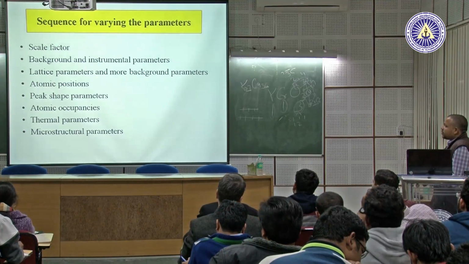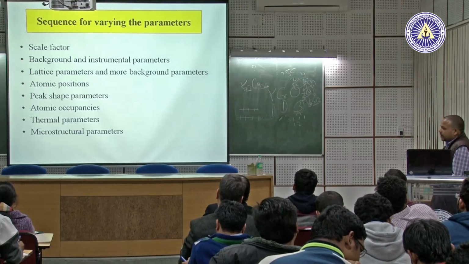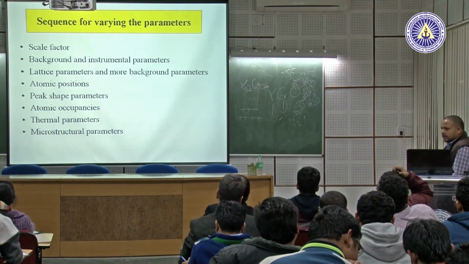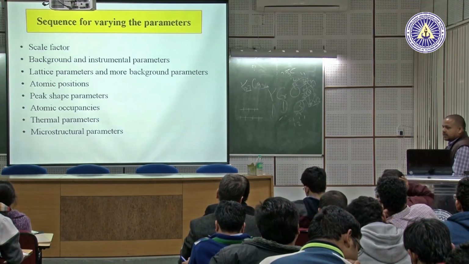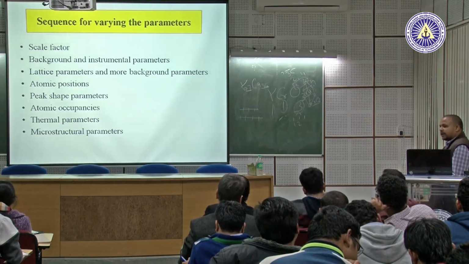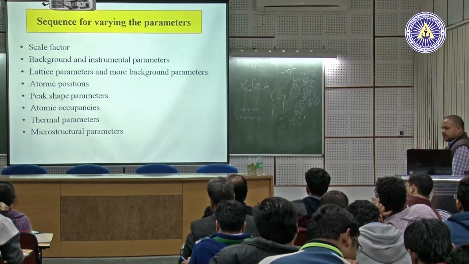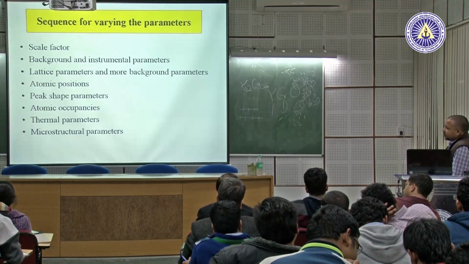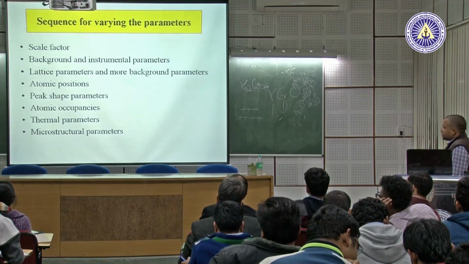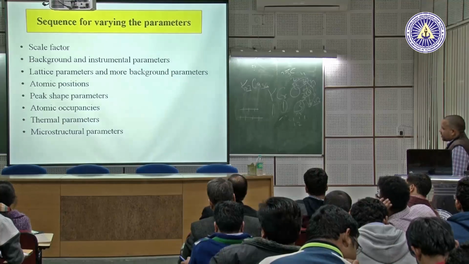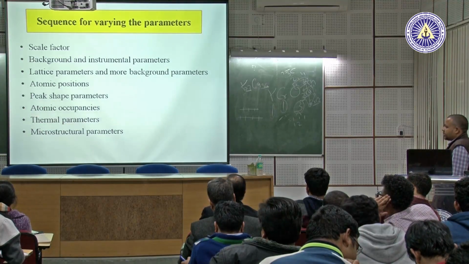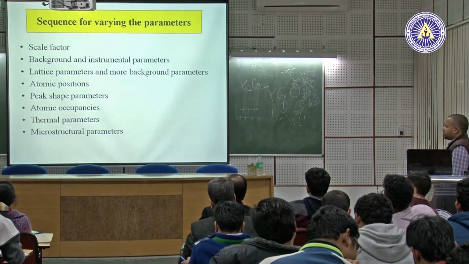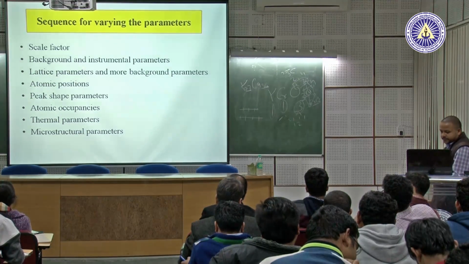if you think. Suppose you are taking a material like GFO3, where gallium and iron can be mixed, gallium can go to the iron side and iron can go to the gallium side. Then at that time you can check the atomic occupancy after changing. Then B, thermal parameters, and if you need, then microstructural parameters like strain.